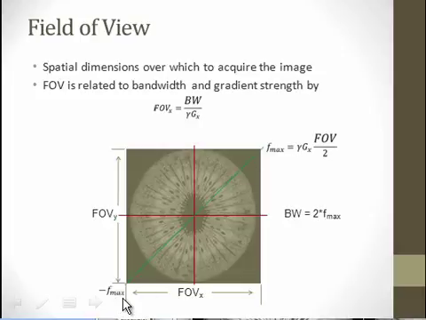And in this region you'd have minus F max. So along this green line is the gradient, and along this green line are different frequencies because you have the gradient. So the bandwidth is the difference between F max and negative F max, or 2 F max.